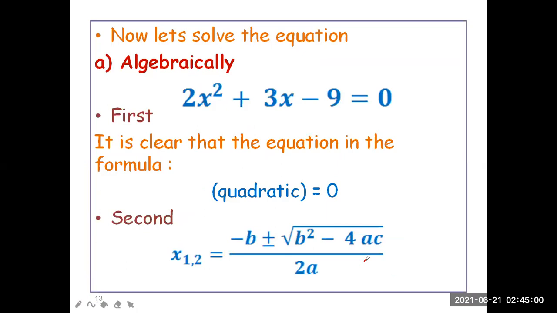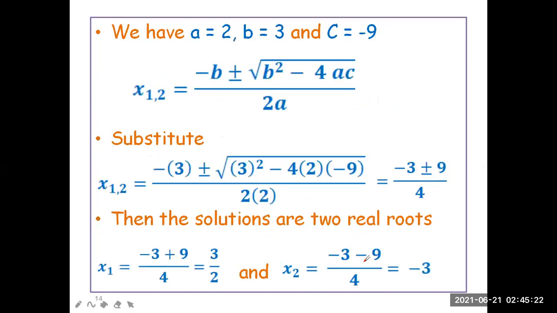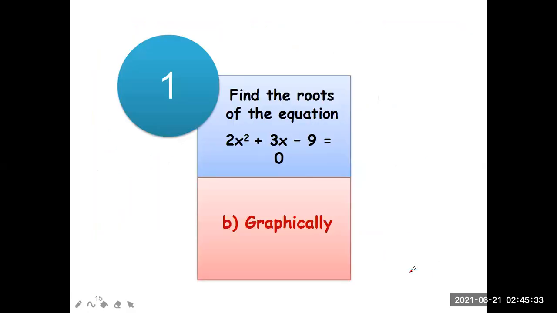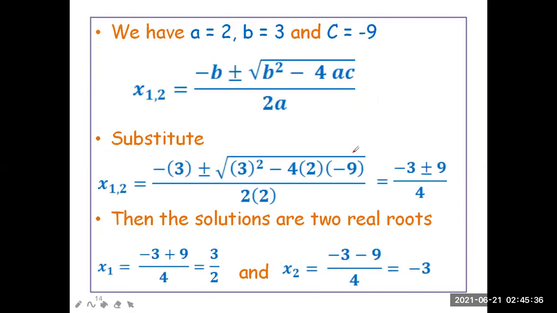Now, let's solve our first example algebraically: 2x squared plus 3x minus 9 equals 0. First, we have to be sure that the quadratic equation is in the form quadratic equals 0, and it's clear that it is. Now, let's solve it by the general rule: negative b plus or minus the root of b squared minus 4ac, over 2a. We substitute a, b, and c and get the solutions. The solutions are 3 over 2 and negative 3. That's how we can solve the equation algebraically. Thanks for watching.